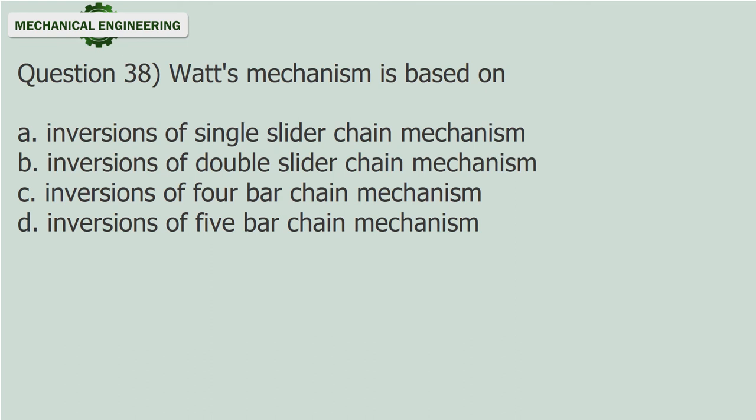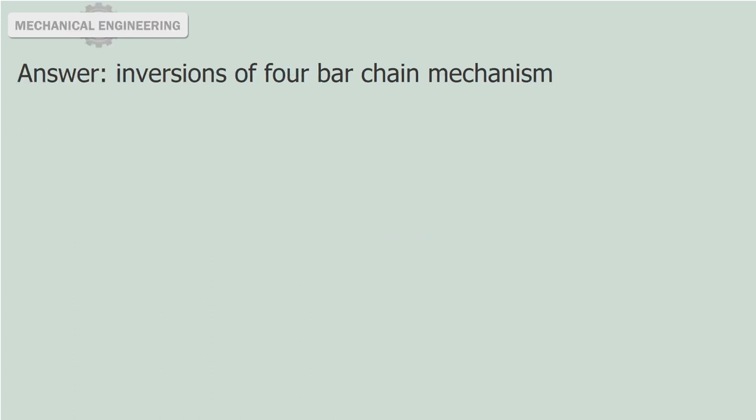Question 38. Watt's mechanism is based on: A. Inversions of single slider chain mechanism. B. Inversions of double slider chain mechanism. C. Inversions of 4-bar chain mechanism. D. Inversions of 5-bar chain mechanism. Answer: inversions of 4-bar chain mechanism.